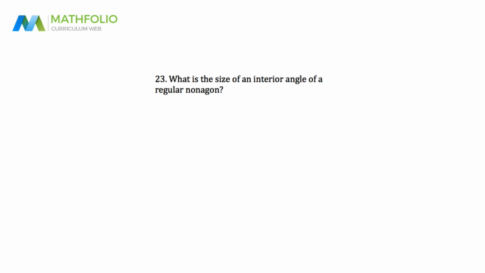Okay, question 23, similar topic. What is the size of an interior angle of a regular nonagon? So as soon as we see nonagon, we know that the number of sides is 9. Whenever we see interior angles, we're thinking this equation, n minus 2 times 180. That gives us a total number of degrees on the inside. So it does say what is the measure of an interior, so it's one of these.